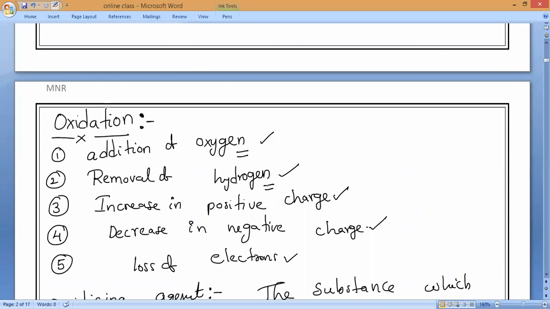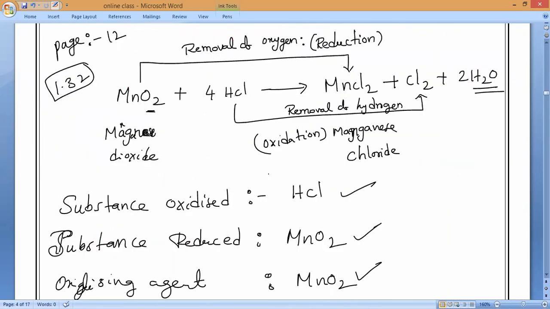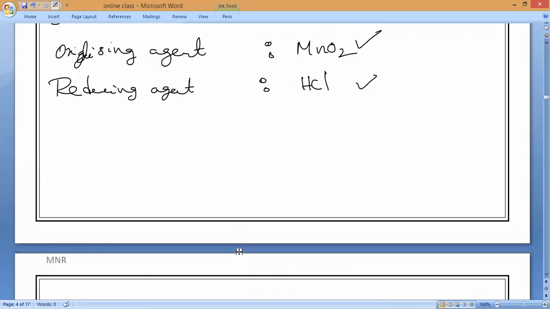So here addition of oxygen is not taking place, but removal of hydrogen is taking place. Yes or no? Just check it. Hydrochloric acid turns into chlorine, so hydrogen is removed. That is why it is called substance oxidized. Understand, Kevin, Prakash? Yes, sir. That is what we used to call it.